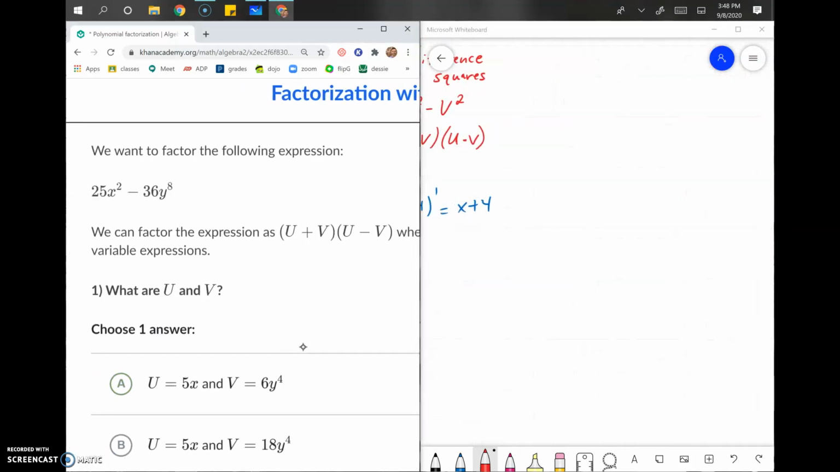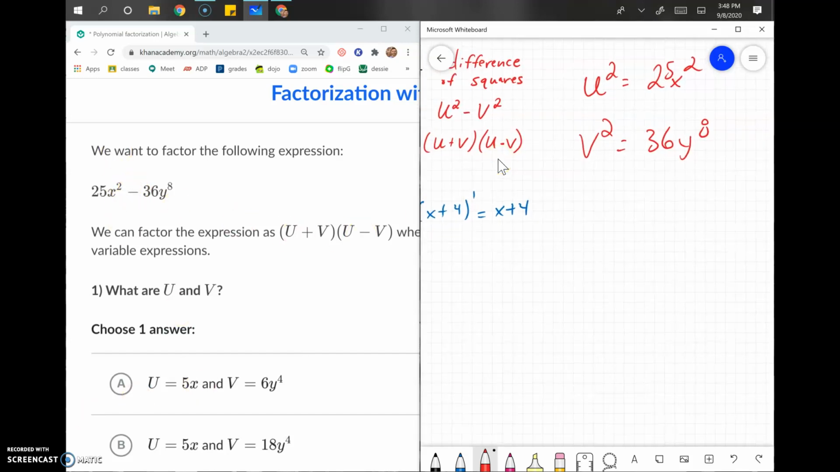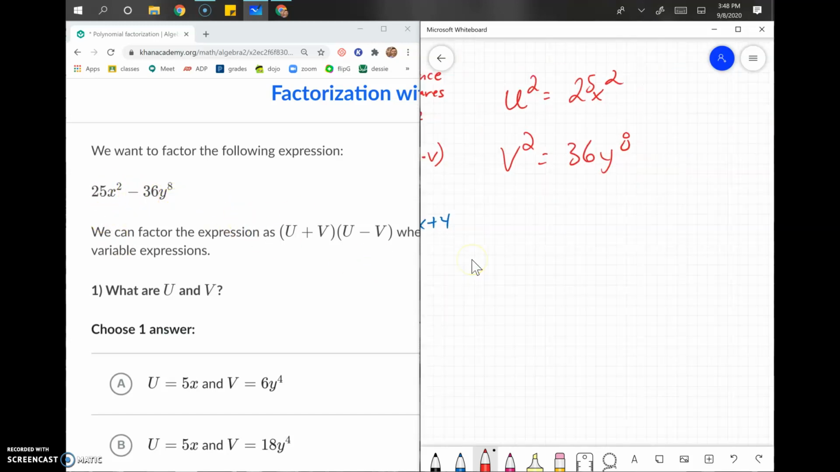We know that u squared is 25x squared, and we know that v squared is 36y to the 8th. We don't need to include the negative here. The negative is part of the difference portion. So if we just want to know what v squared is, it's the term behind the negative. I know that sometimes can get confusing.